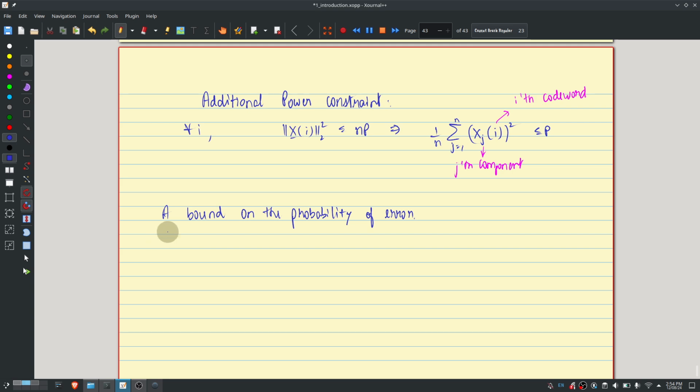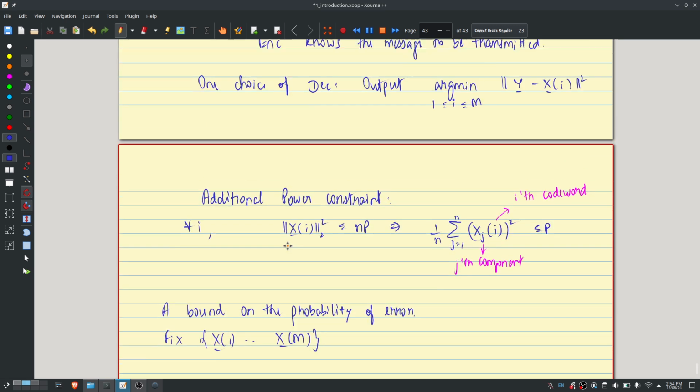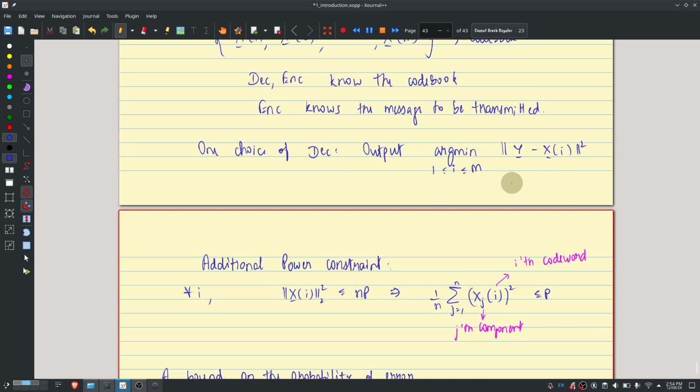So right now we've fixed the code book. Alright, and for this we want to know what is the probability that this particular decoder, the minimum distance decoder, makes an error.